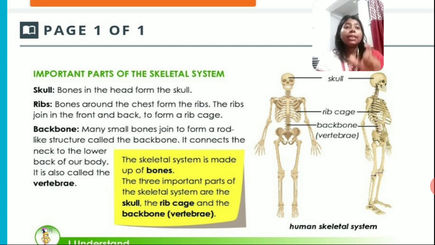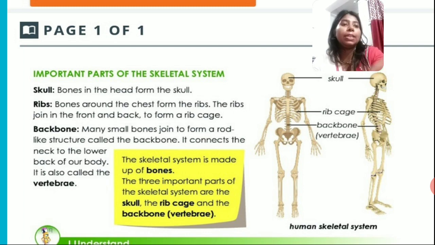The backbone is also called the vertebra. Will you remember? So what have we learned today? We have learned that the bones together form the skeletal system. We have 206 bones now, but when we were babies, we had 300 bones. When two bones meet, they form joints. Clear? And these are the important parts of the skeletal system.